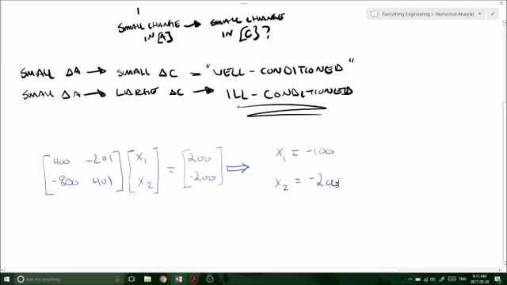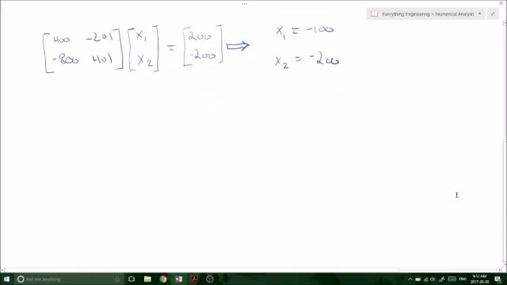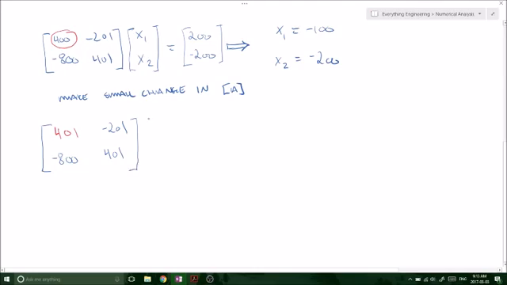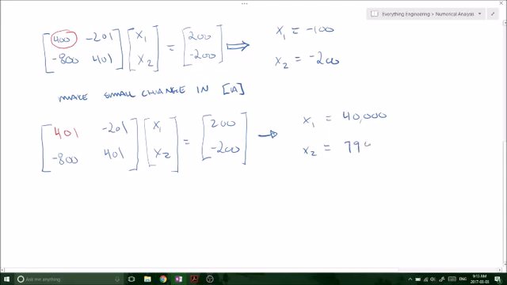So now suppose we want to make a small change in A. Let's make a really small change in A. Let's change the 400 to 401 and leave everything else the same. So that is a small change, right? Solving this out, we actually get x1 equaling 40,000, and x2 is 79,800. So we can see that is a very large change.